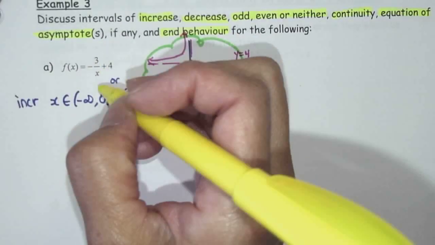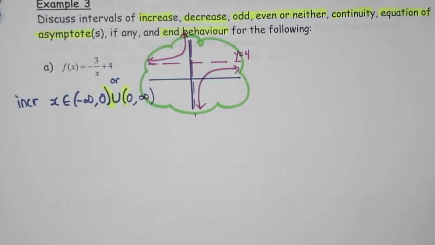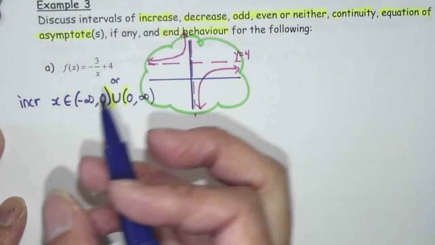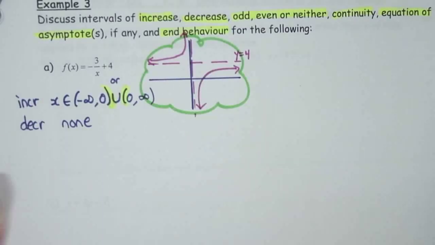You can use the word or the symbol for or, union. Okay, round bracket, I'll just emphasize that. Remember when we learned our notation? It's round on both because it's never going to touch at 0 because it's an asymptote. So round on both. Decrease, we're just going to say none. There's no interval of decrease. There is an interval of increase.